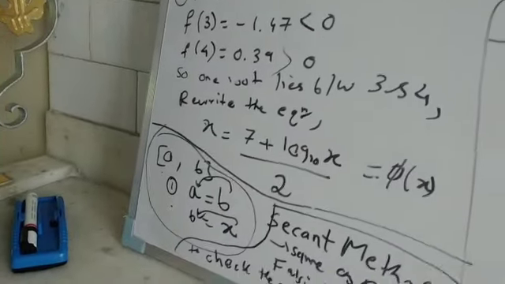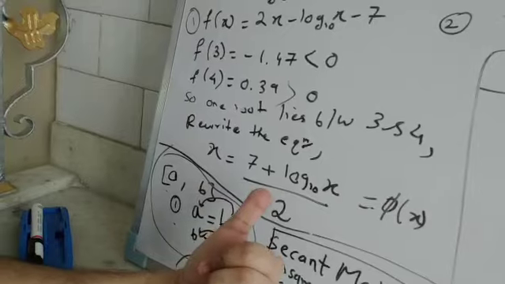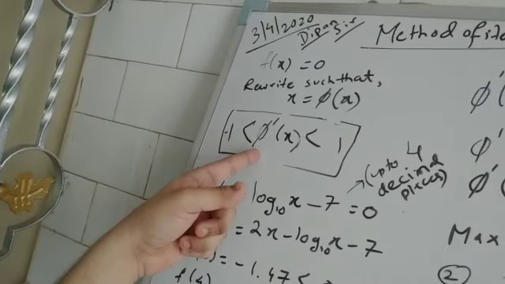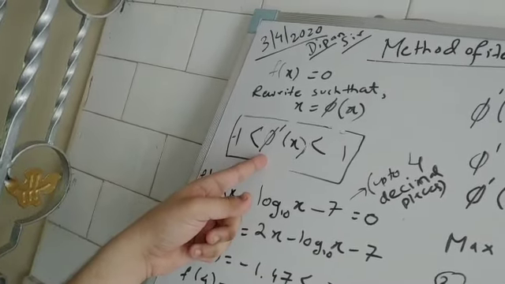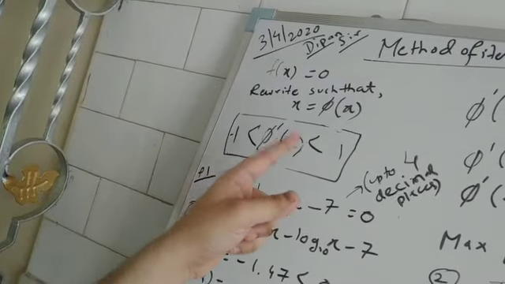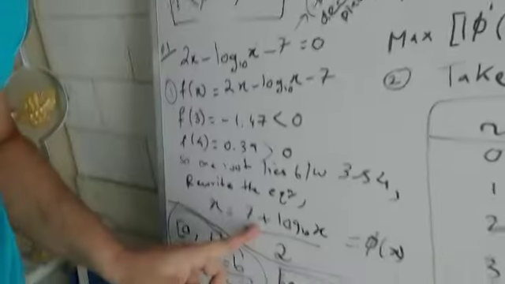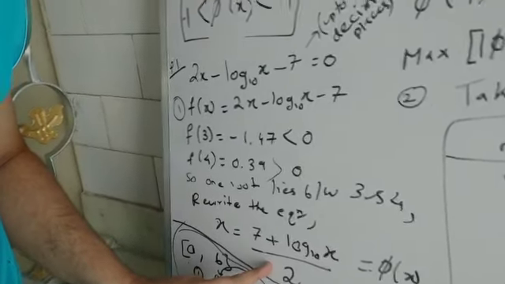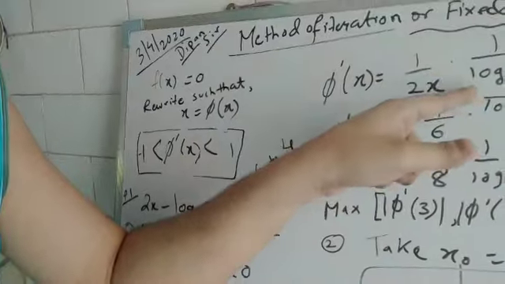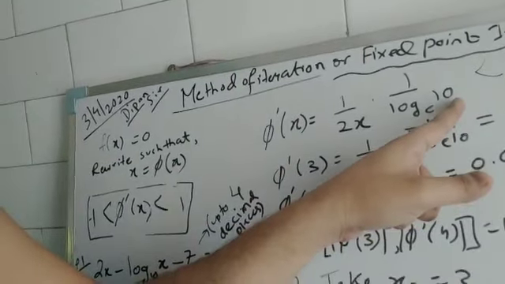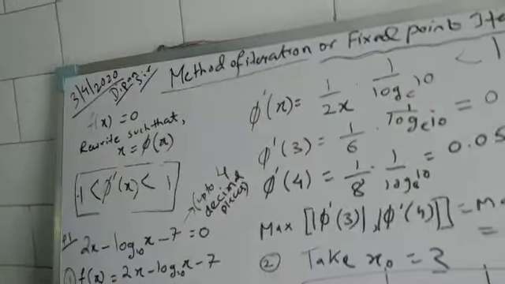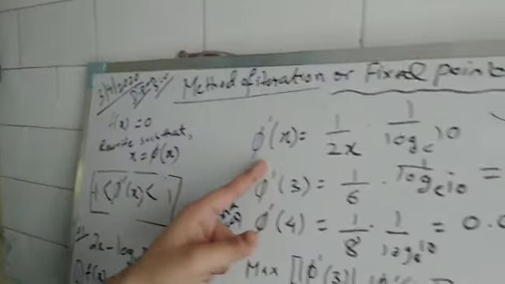What you have done. Okay, then what I told you is you need to find the derivative value, right? And check whether the mod value of the derivative of phi x is less than 1 or not. So let's see. This is your phi dash x, right? So phi dash x is basically, if you take the derivative of this, it will be 1 by 2x log base e 10. Base e means log base e, basically ln, right? This is your phi dash x.